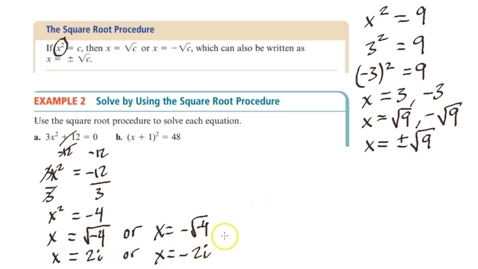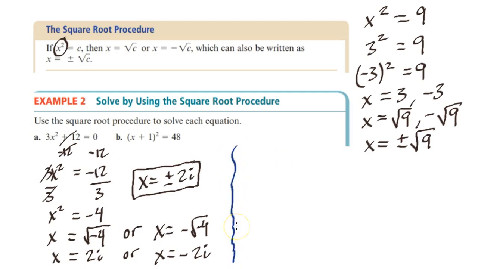So another way of expressing this, I'll write it up here, would be x equals plus or minus 2i. That's like the plus or minus square root of c. And that's our final two solutions of this equation. And as always, you can plug it back into the original equation and see if they check out. All right, so let's move on to the next part.